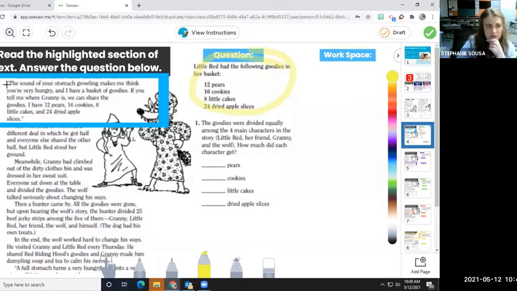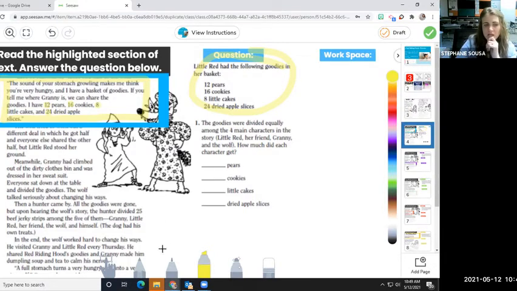Okay, so let's take a look. Remember, this comes from the part of our story where the sound of her stomach was making Little Red think that the wolf was very hungry. He had a basket of goodies, and then we see the amount that was listed: 12 pears, 16 cookies, 8 cakes, and 24 dried apple slices.